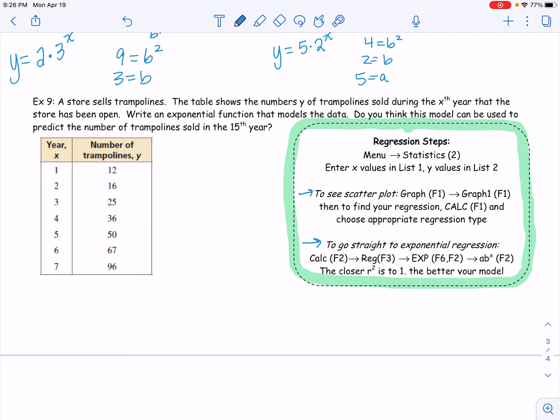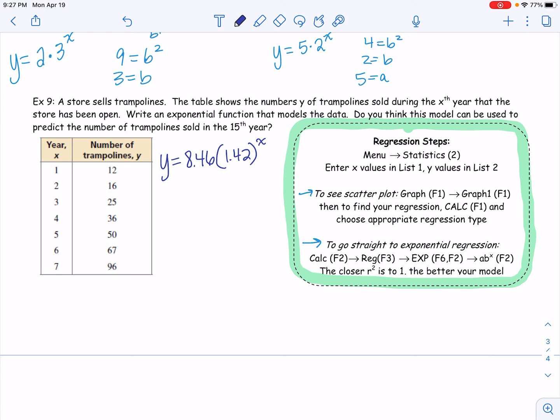But with all that being said, if you plug this in the calculator, you should see that your A value was about 8.46. Your base, your B value was 1.42, so obviously showing growth, which we already knew based on the data, and raised to the x power. So we wrote our exponential function that models the data. Initial amount, 8.46. Growth rate of 42% because our base is 1.42 raised to the x power.